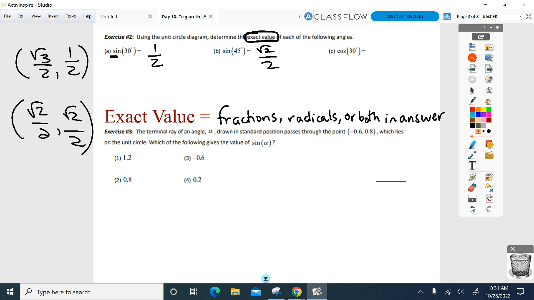And then finally, cosine of 30. We got 30 already up here. What coordinate do I want, though? The x. So what's the cosine of 30 equal to? Square root of 3 over 2. Monday, we'll start going into the other quadrants and do like cosine of 210, cosine of 300. That'll be Monday. But for now, I just want you to stay in the first.